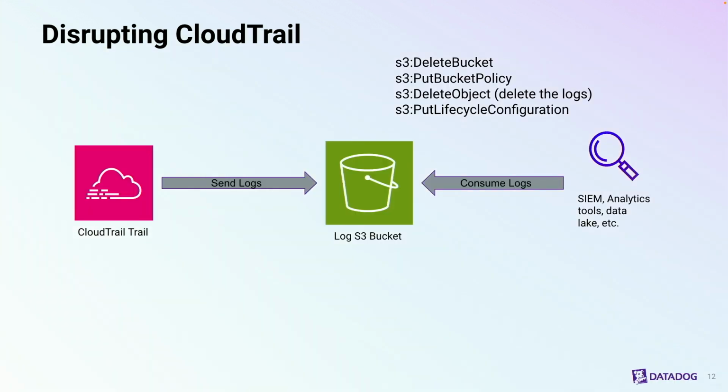From the S3 bucket side of things, a lot of the same general ideas apply. You can try and delete the bucket. You can try to set a different policy on the bucket to prevent CloudTrail from writing to it. You can just delete the logs, or you could try and do a put lifecycle configuration.